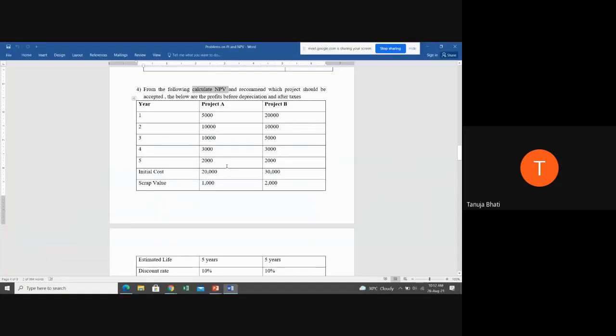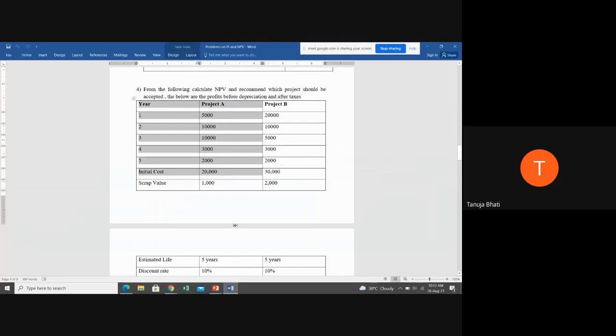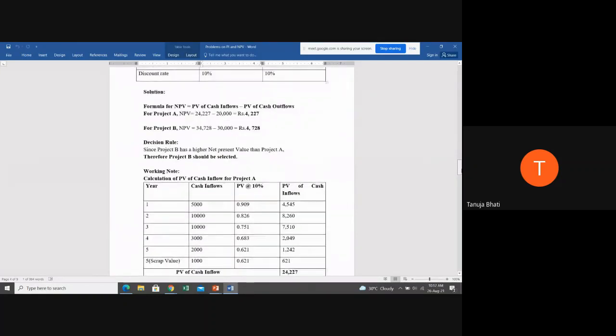So first, these two columns we write as it is. In the third column, we write the discount factor. In the fourth column, we multiply this with the PV factor, and we will get the PV of cash inflows. So let us see the solution. Formula for NPV is nothing but PV of cash inflows minus PV of cash outflows. Independently we have to solve for project A and project B.